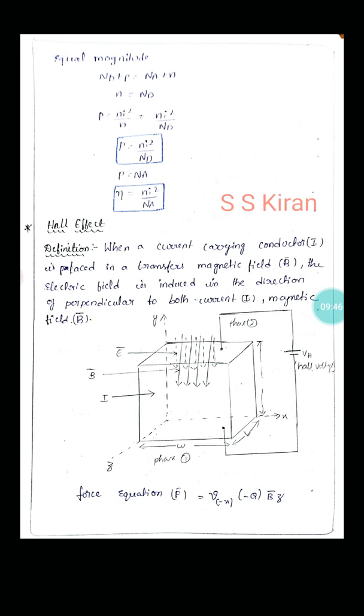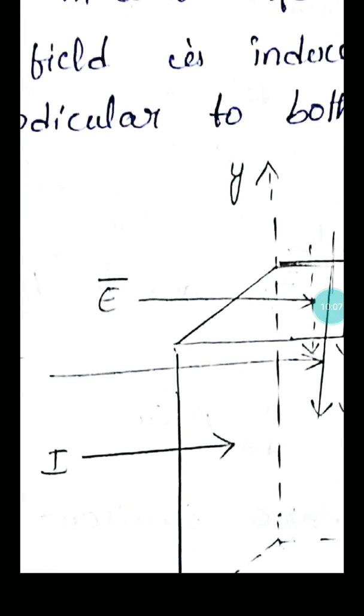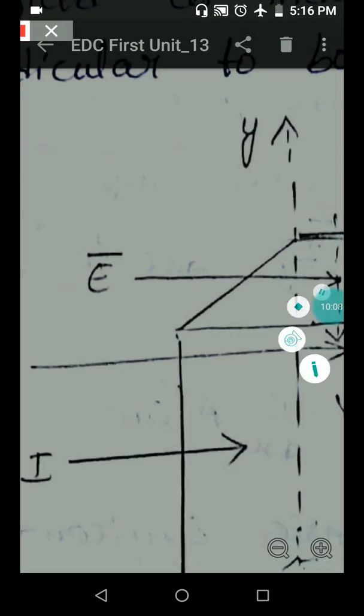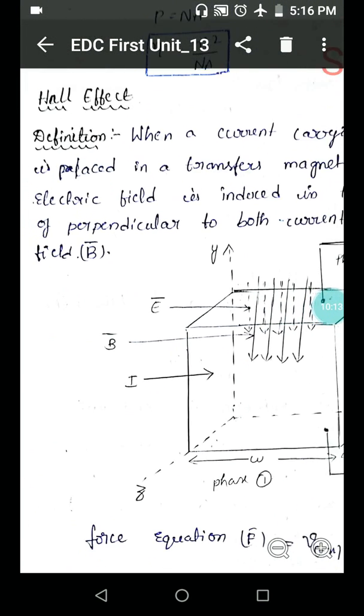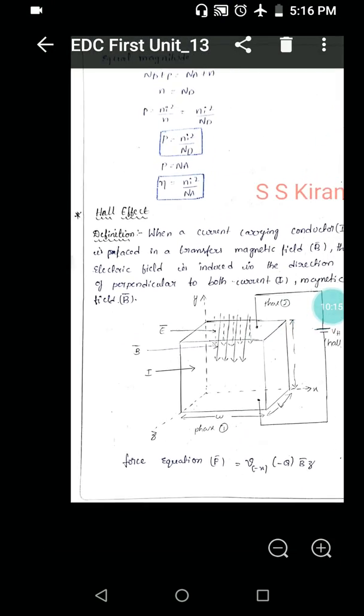The next one is the Hall effect. This is very important, Hall effect for 2 marks and essay answers also. What is the application of the Hall effect? By using the Hall effect, we can find out whether the given material is N-type or P-type. First we will start with the definition of Hall effect. When a current carrying conductor, see here, I will underline, this is the current carrying conductor, right?